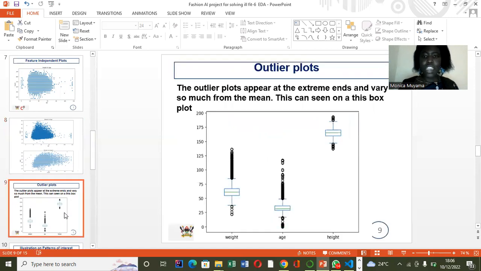Then the outlier plots appear at the extreme ends and vary so much from the mean. This can be seen on a box plot. So for this case here, we have the extreme values. They are those ones which are shown with the small zeros, the small ovals. Those are the outlier plots.